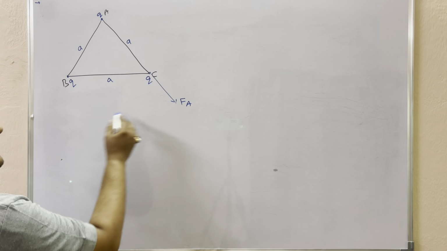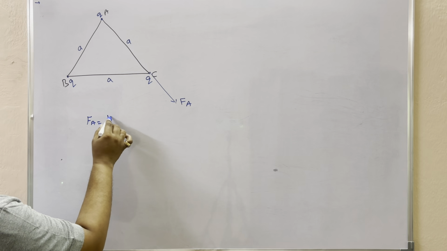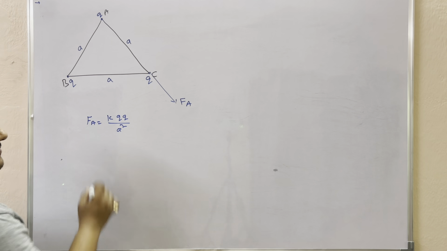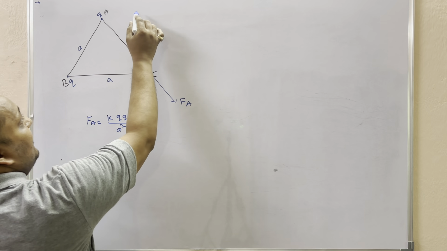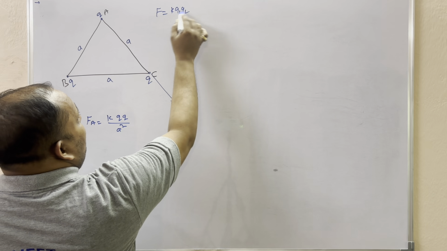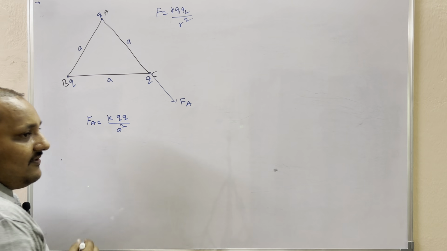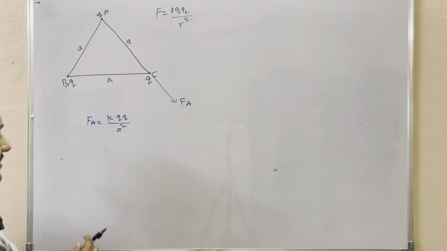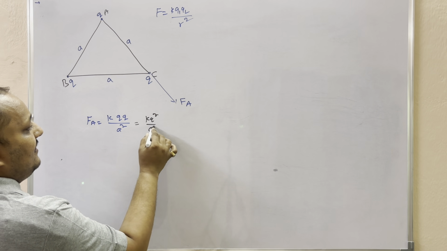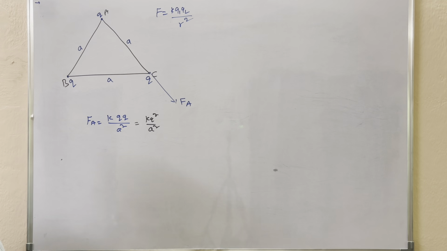Now, what is this Fa value? Fa is equal to K Q by a square. We are still using the same formula, F is equal to K Q1 Q2 by r square. Now we write Fa as K Q square by a square.